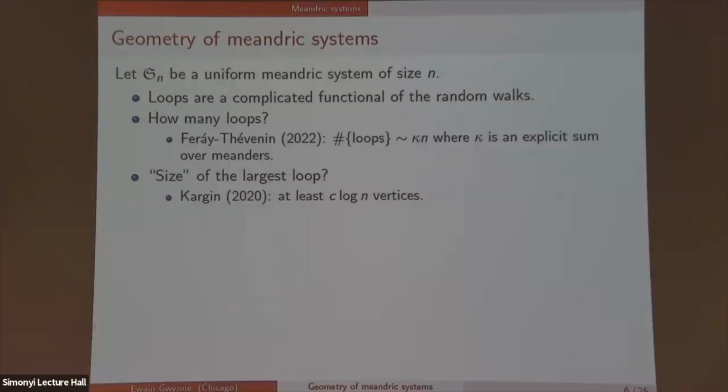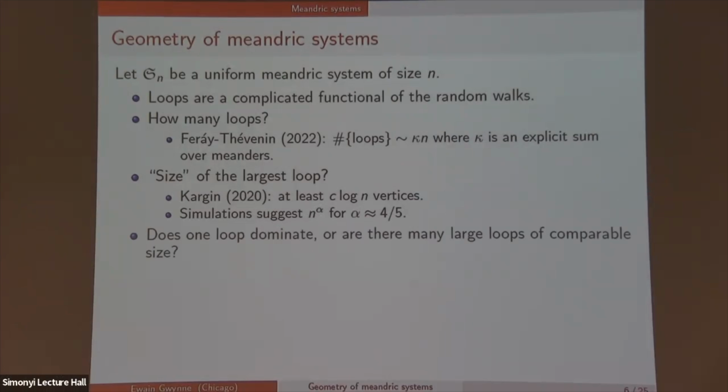Prior to our work, this was actually the best known lower bound for the size of the largest loop. Nevertheless, Kargin did some numerical simulations, which suggested that the largest loop should have size of order n to the alpha, for alpha maybe about equal to 4/5. And so of course his lower bound was very far off from the value that was predicted by the simulations.